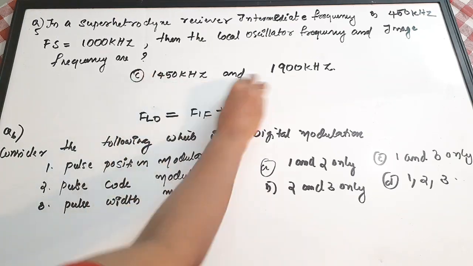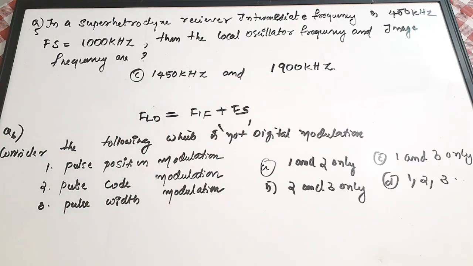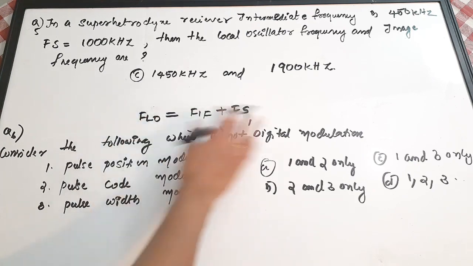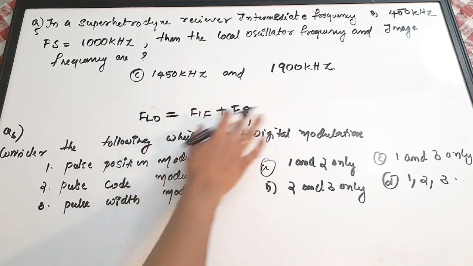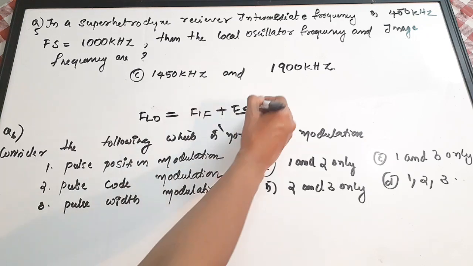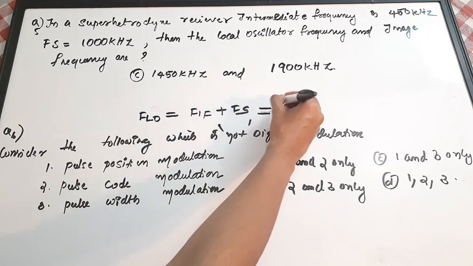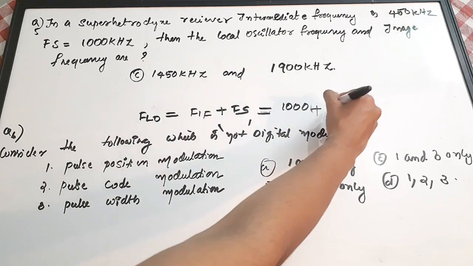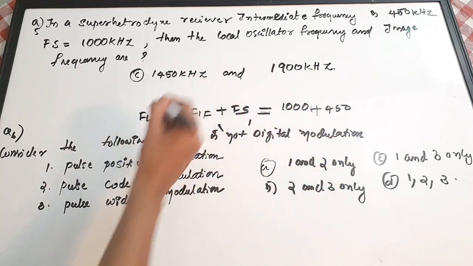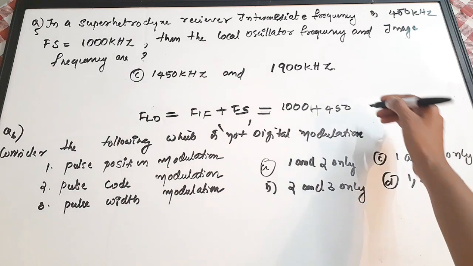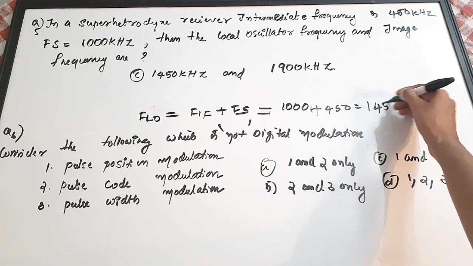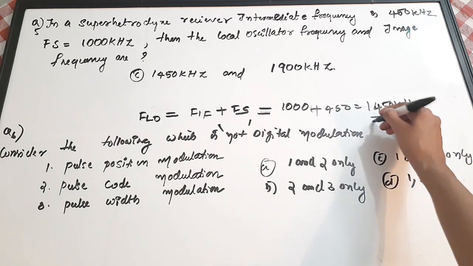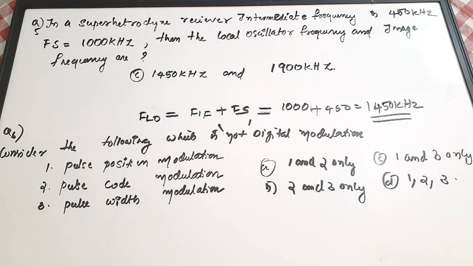Now we know the intermediate frequency and we know the source frequency, so we just add these two: 1000 kilohertz plus 450 kilohertz. So the answer will be 1450 kilohertz. This is your local oscillator frequency. That is correct.